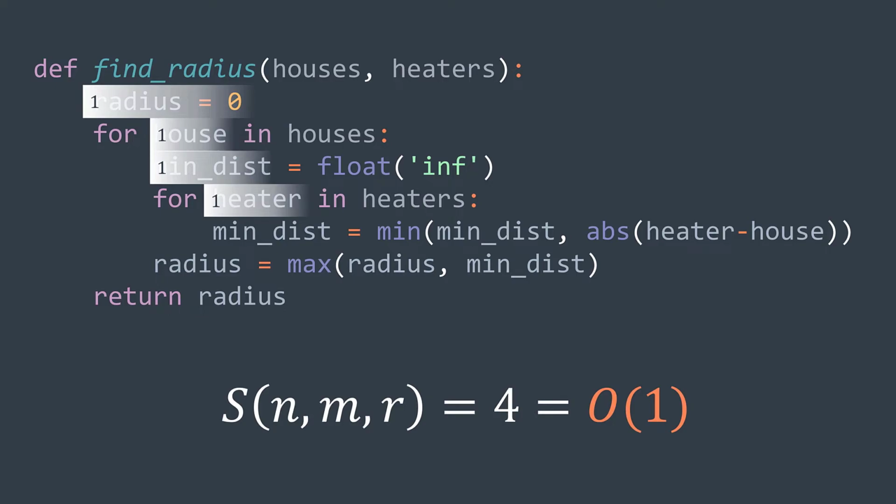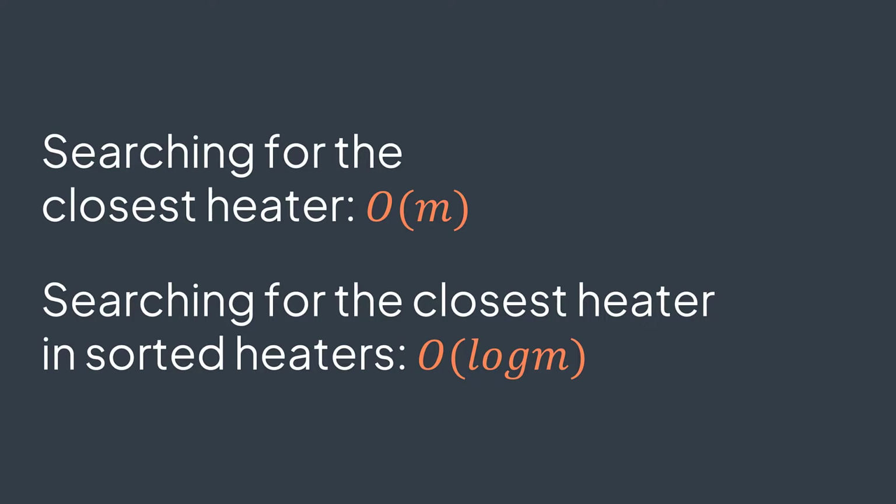Let's see if we can optimize this solution. Here we are performing a search on the array of heaters multiple times. We're traversing all the heaters. We're performing linear search, which costs O of m. But by sorting the heaters, we can search for the closest heater to a particular house by using binary search, which costs O of log m. We keep going towards that house at each iteration while keeping track of the minimum distance.